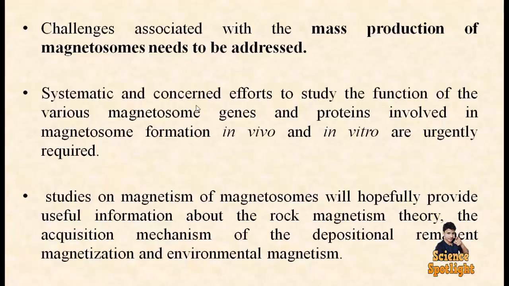The second one is the synthetic and concerted effort to study the functions of various magnetosome genes and proteins which are involved in magnetosome formation in vitro and in vivo conditions. And it's very urgently required, because we can transfer the specific gene to other bacteria and other organisms where we can produce magnetosomes also. So for that we need to know the specific function of a specific gene. So this is a second important constituent.